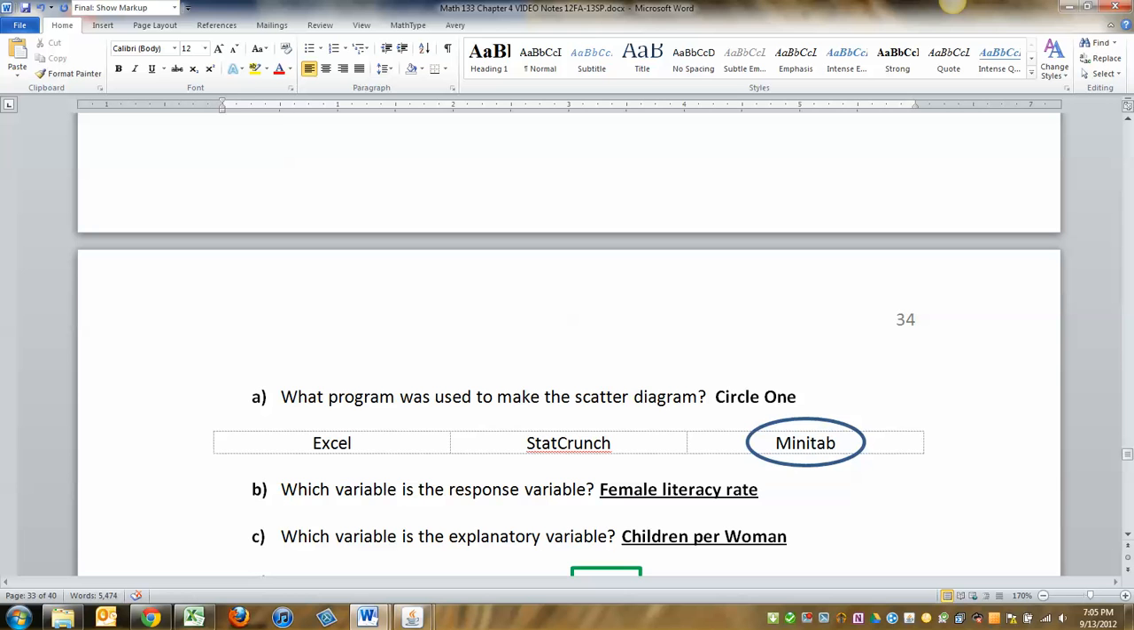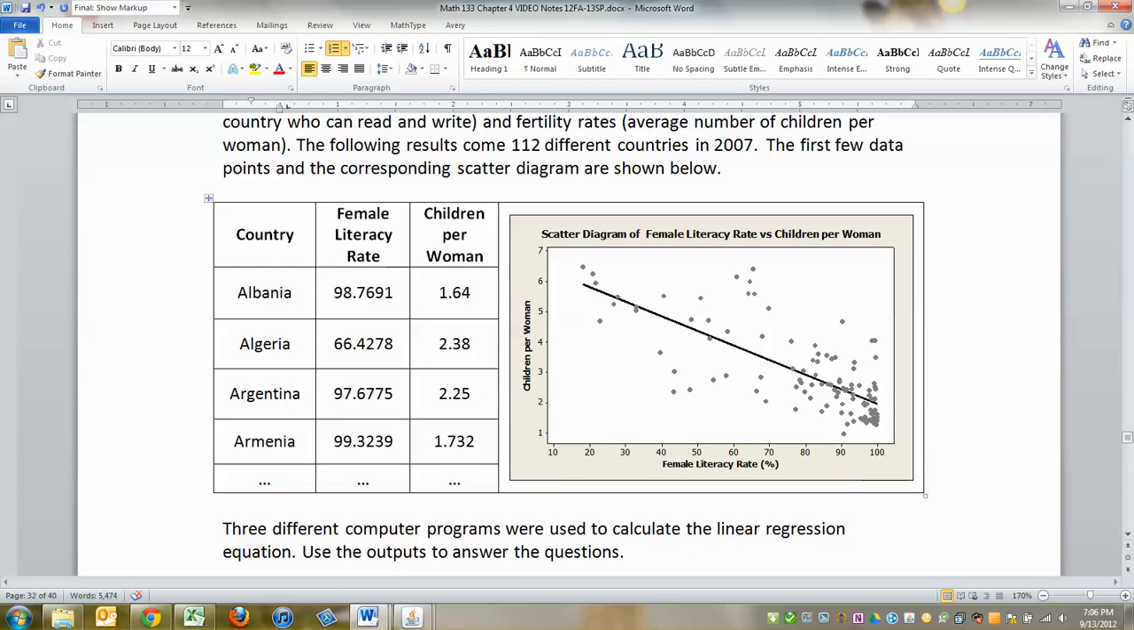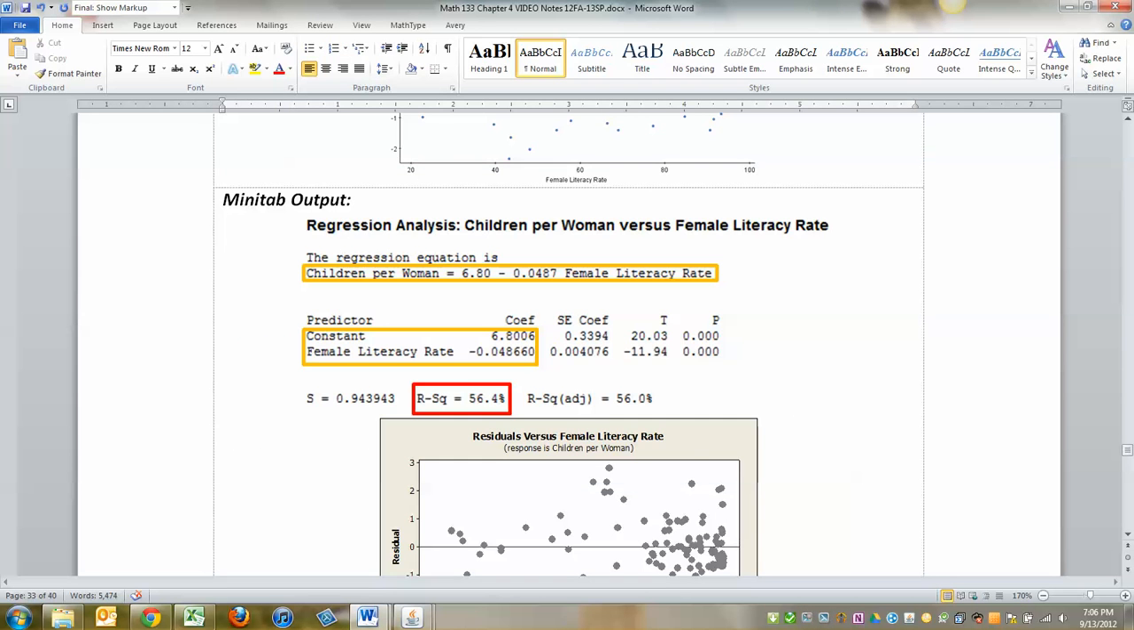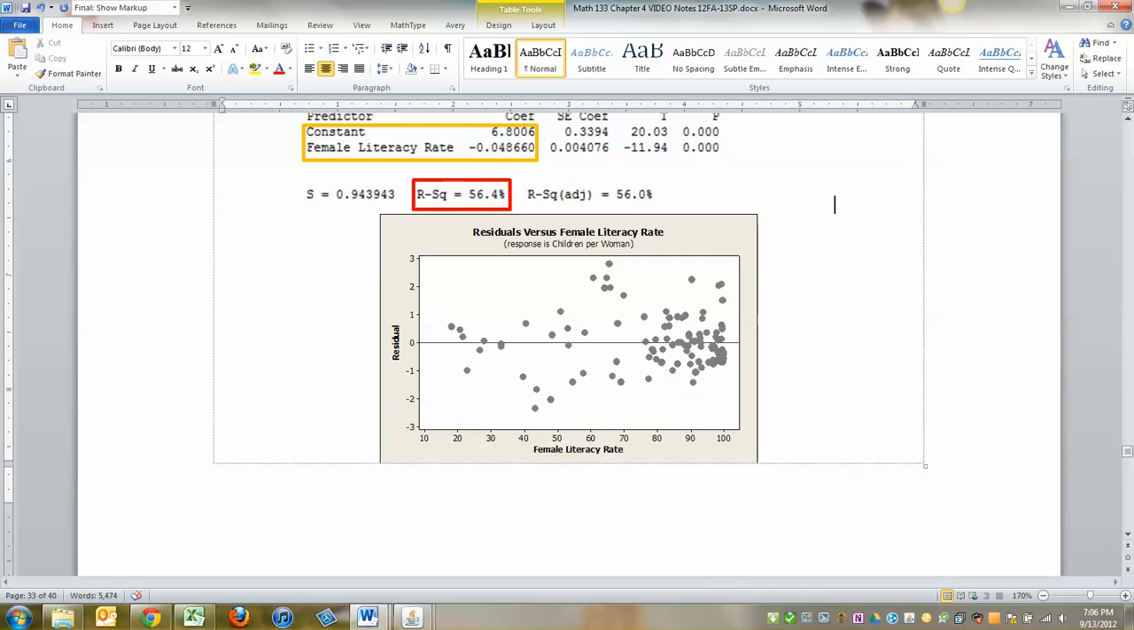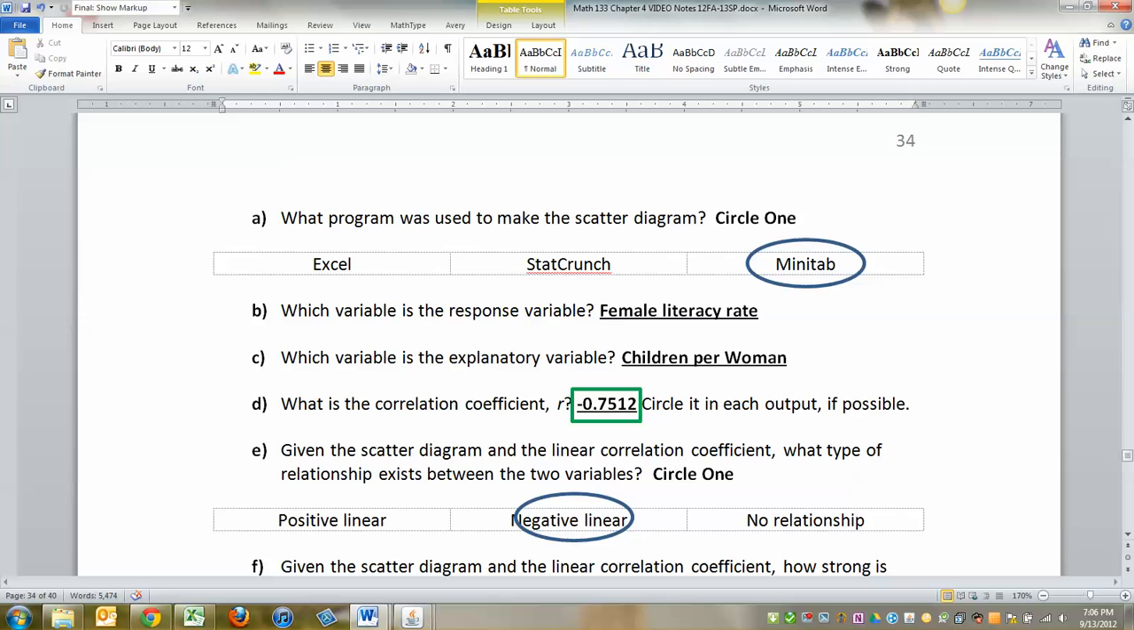Okay, so first question, what program did I use to make the scatter diagram? If you look back up at that scatter diagram, and then look at the other programs that I listed, you realize that it must have been Minitab. Because if you look at the Minitab graph, there it is right here, you can see that it's of a very similar style. So Minitab is the program that I used to make that scatter plot.